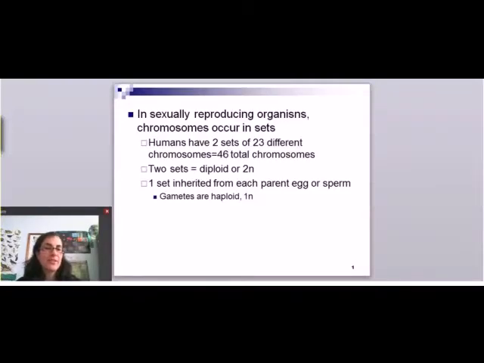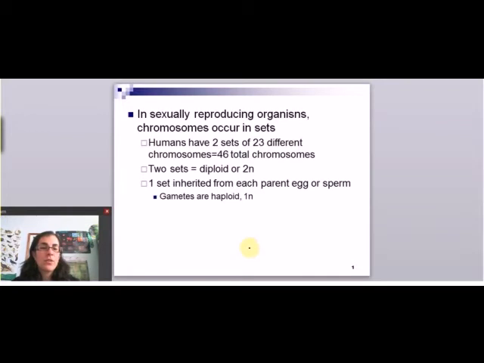We're going to be talking about cell division, but in order to understand what happens during cell division, we first have to understand some terminology that is around chromosomes. So in sexually reproducing organisms like ourselves, chromosomes typically occur in sets. For example, humans have 2 sets of 23, so that's a total of 46 chromosomes, but again in 2 sets.